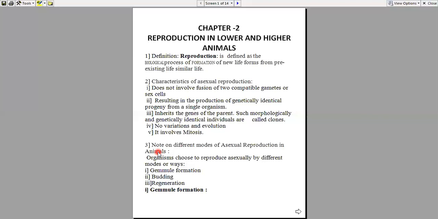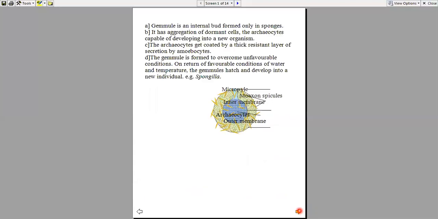Now, the question is different modes of asexual reproduction in animals. Organisms choose to reproduce asexually by different modes or different ways. Here you can see three different modes: gemmule formation, budding, and third is regeneration. I repeat, gemmule formation, budding, and regeneration. Let us start with number one, gemmule formation.